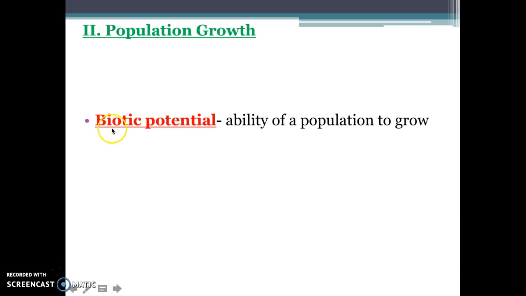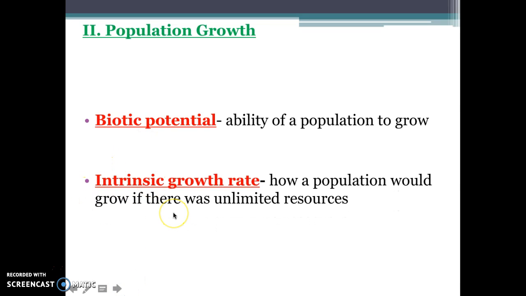Couple things before I move on. You need to understand that biotic potential is just the ability of a population to actually grow. A population that is really large has a larger biotic potential than a population that's really small. That being said, every population has an intrinsic growth rate. It's kind of like a hypothetical number: if there were unlimited resources and no limitations whatsoever, how large could that population really get?